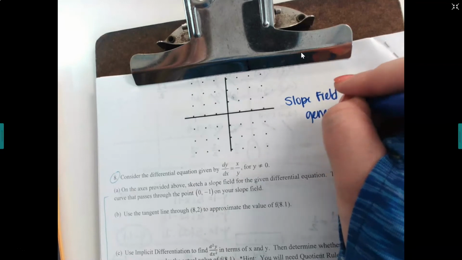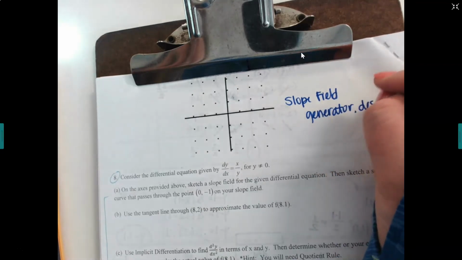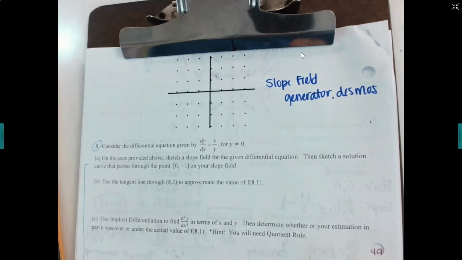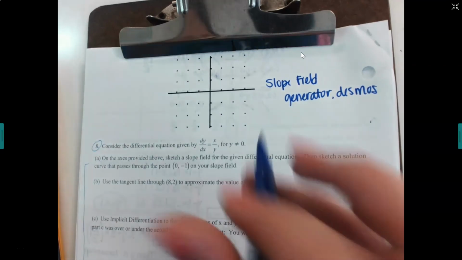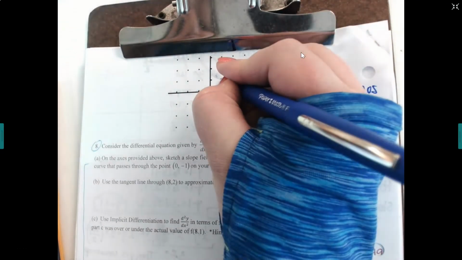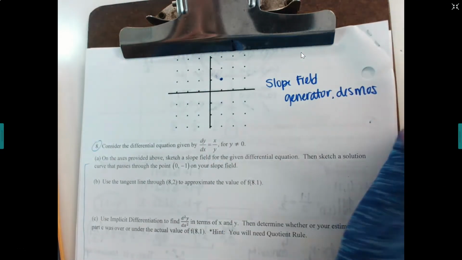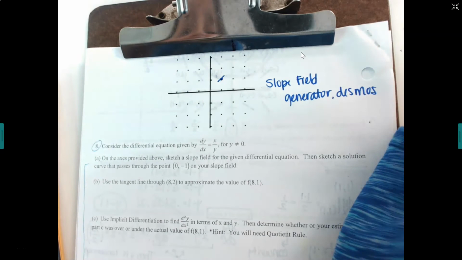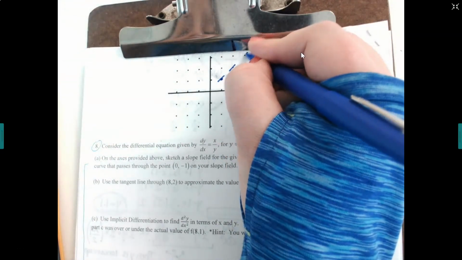And the one that we used in class was by Desmos. On the AP test, they won't give you one this big, but it's good to practice and get the idea. So if I'm doing x over y, this, for example, is 1, 1. Divide 1 by 1, you get 1. Divide 2 by 2, you get 1. Divide 3 by 3, you get 1.